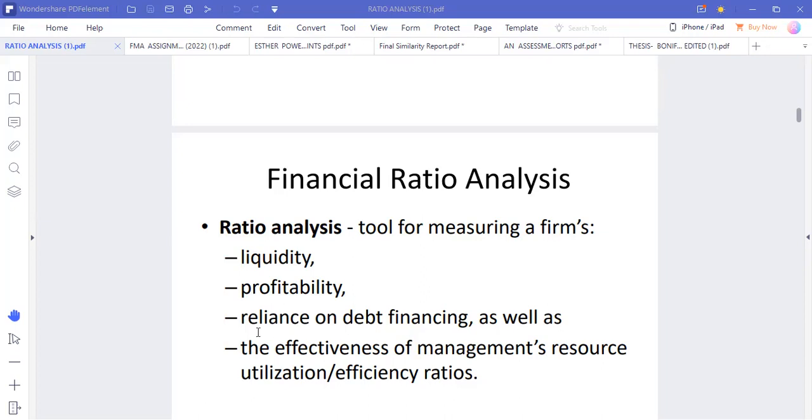Then we're going to look at the reliance on debt financing. It is very dangerous if a firm is too dependent on debt. So we're going to look at what are called leverage ratios. The leverage ratios give us the dependence that our institutions have towards debt. If it's overfinanced by debt, then it's a risky investment. And so you need to advise the shareholders or would-be investors that this company is dealing with over borrowing. Then also the effectiveness of the management's resource utilization.